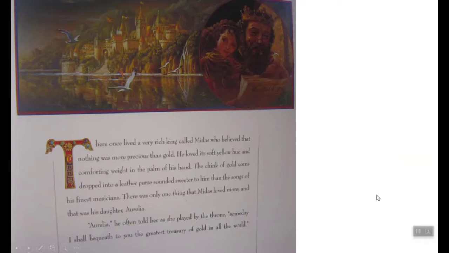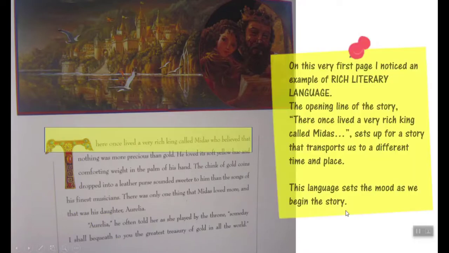So today we're going to read, well, after we read King Midas and the Golden Touch. It's a very good story, wasn't it? It taught us a very important lesson. But we also noticed that there was rich literary language in the story. For example, the opening line, "There once lived a very rich king called Midas." And it kind of transports us to a different place and it sets a mood in the story.